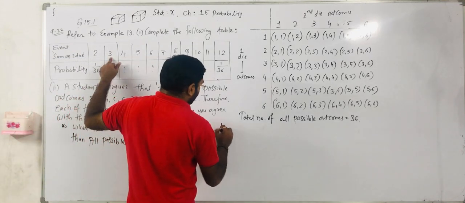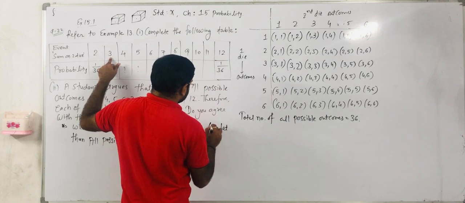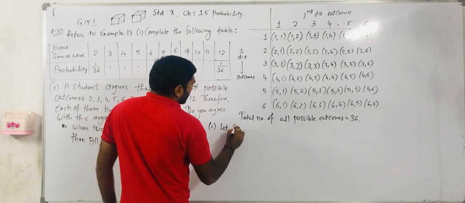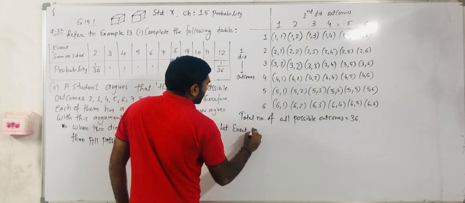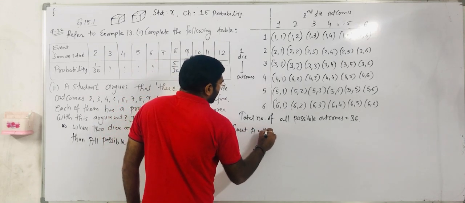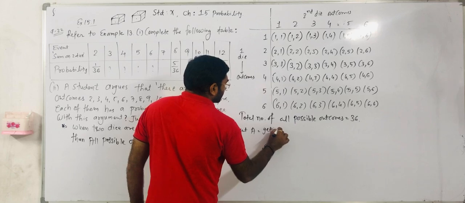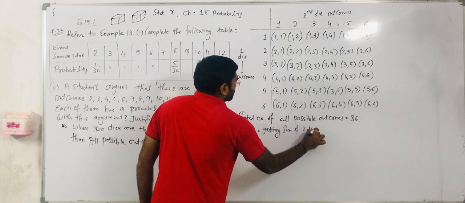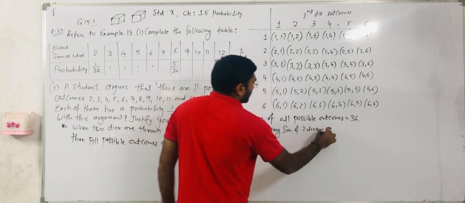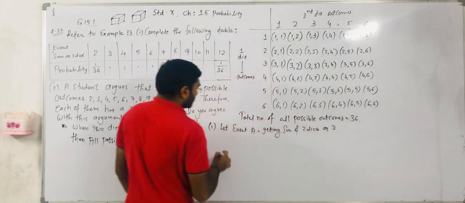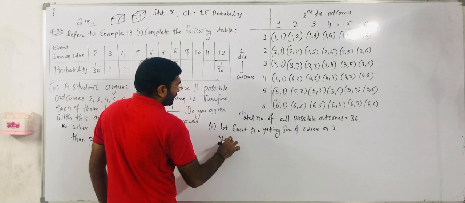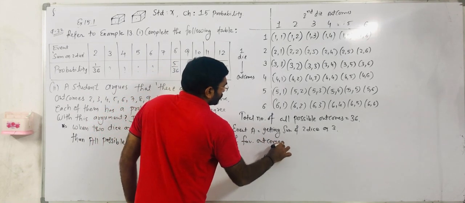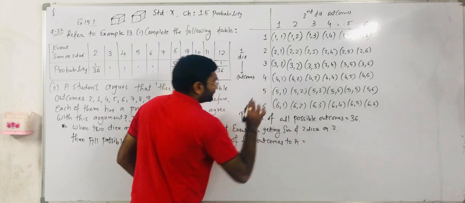So, let me take the event. Let this be A for the first one. Suppose we consider, let event A be getting the sum on two dice as 3, right? So number of favorable outcomes to event A is how many?